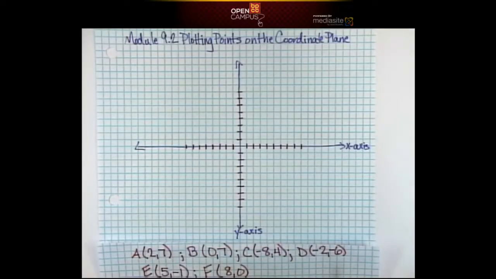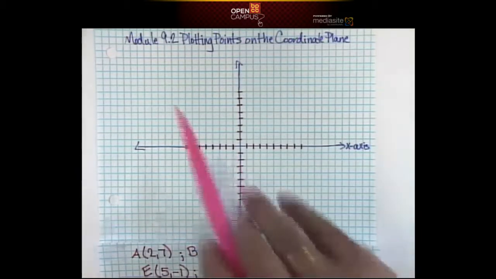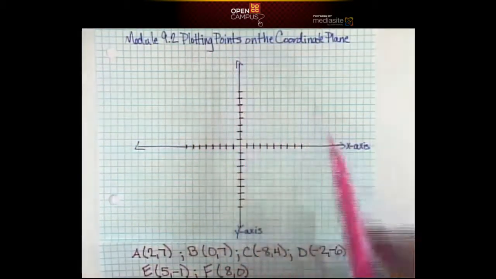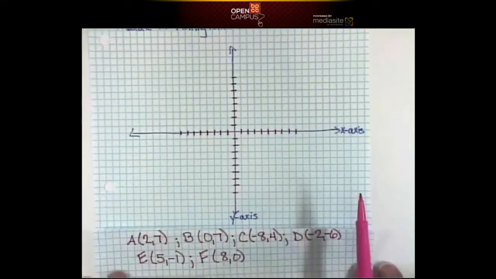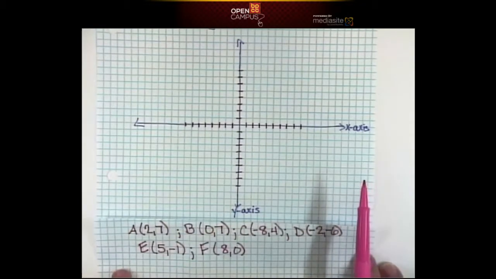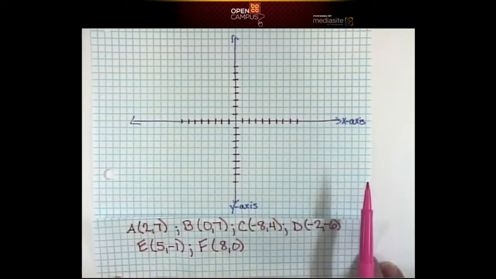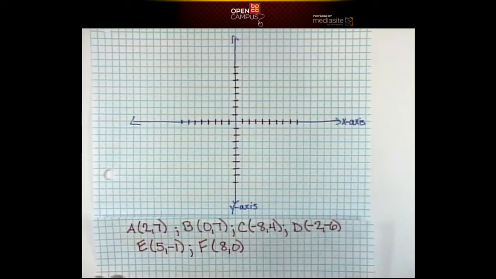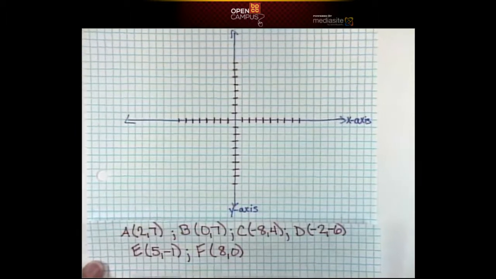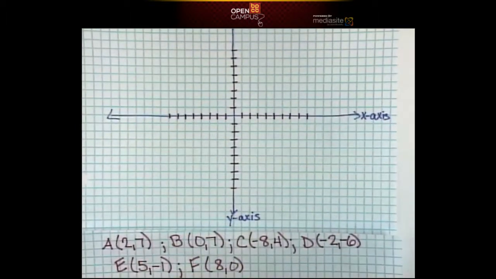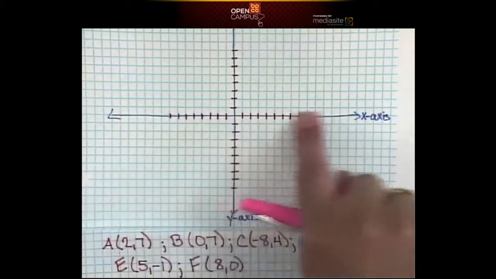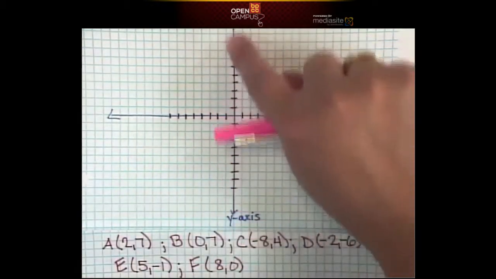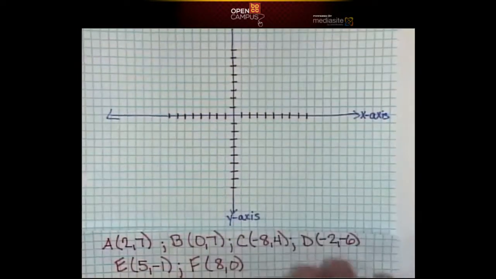Okay, so now we're going to plot our points from section 9.2, plotting points on the coordinate plane. I'm going to move this up just so that you can see only the graph and the ordered pairs that I want you to plot. As I zoom in, make sure you know you have the x-axis and the y-axis. The x-axis is the one that goes horizontal from left to right. The y-axis is the one that goes vertical up and down.